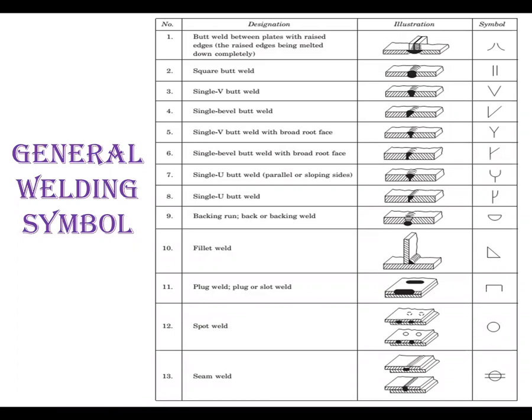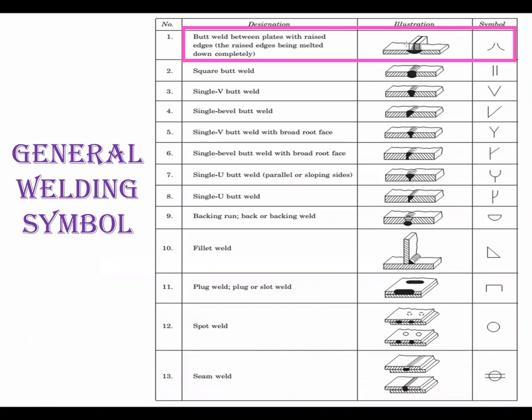Now in this chart, different symbols used for welding are given. We know that we use different types of weld in industry. So for a butt weld between plates with raised edge, we are using this type of symbol.